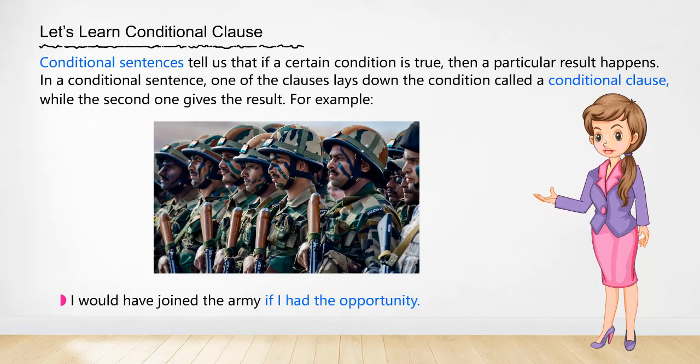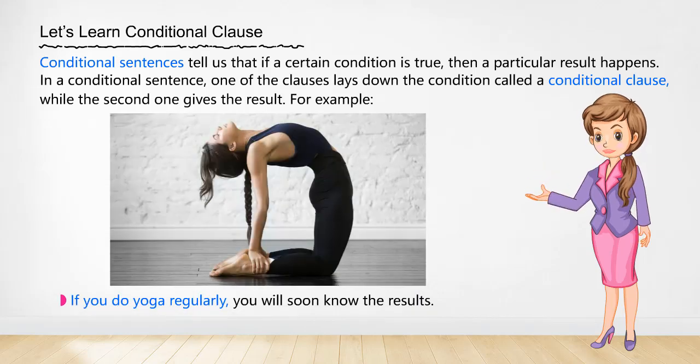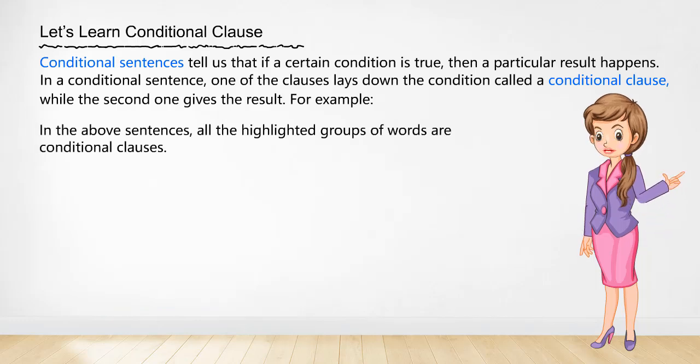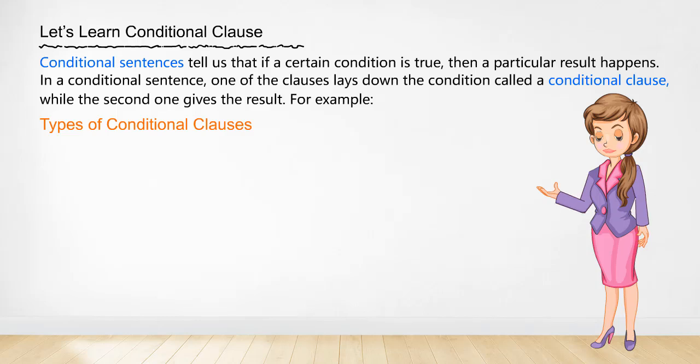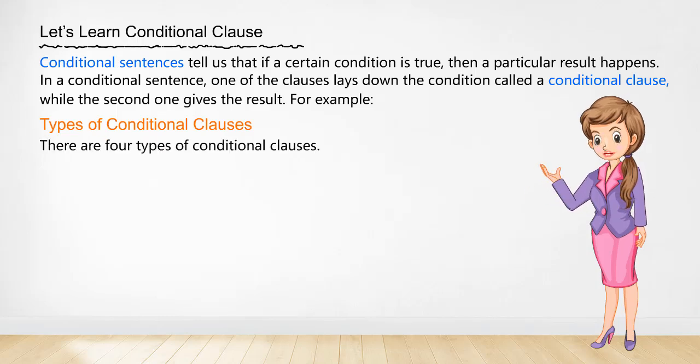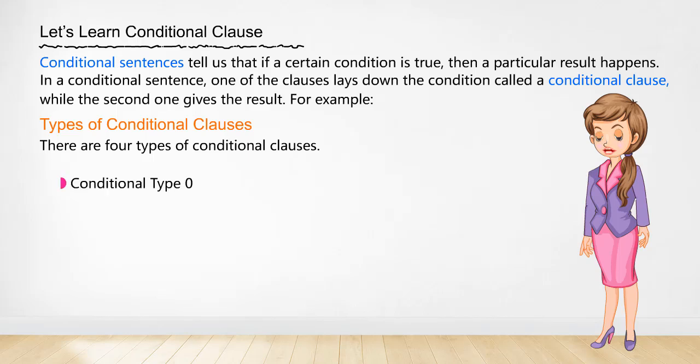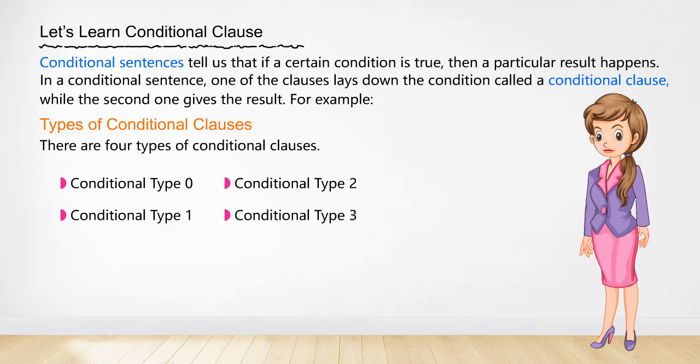I would have joined the army if I had the opportunity. If you do yoga regularly, you will soon know the results. In the above sentences, all the highlighted groups of words are conditional clauses. When the if clause precedes the main clause, a comma is used after it. Types of conditional clauses. There are four types of conditional clauses: conditional type 0, conditional type 1, conditional type 2, conditional type 3.